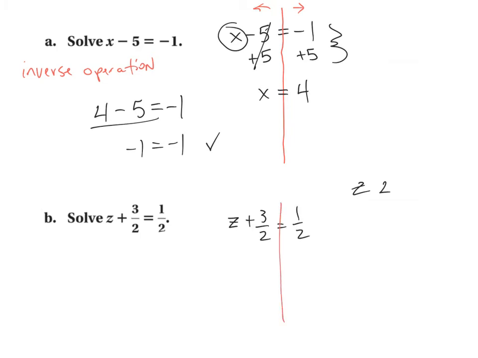Okay, draw your line, if that helps you keep it organized. And now I need to get rid of this positive 3/2 so that I have my z by itself. So the opposite of positive 3/2 is negative 3/2 or minus 3/2, however you want to look at it. Either way, it's going to become 0. And now when I'm dealing with fractions, I'm going to go ahead and put minus 3/2 right next to it because it helps my brain to process it. It's like a horizontal thing.